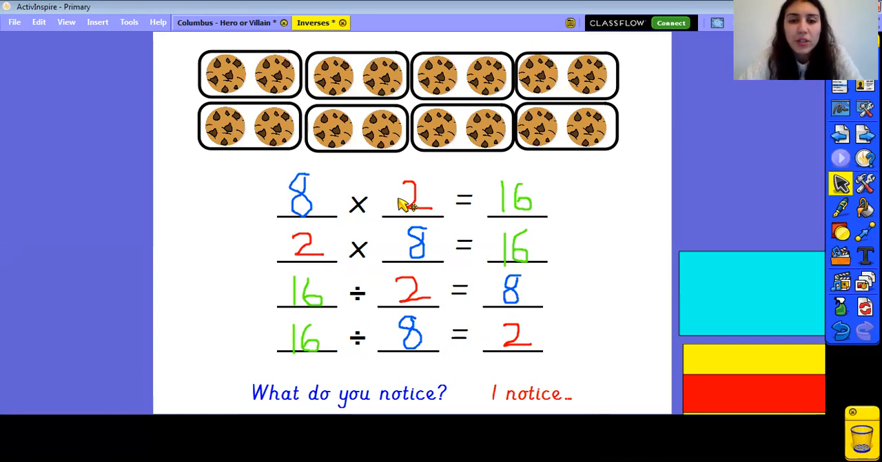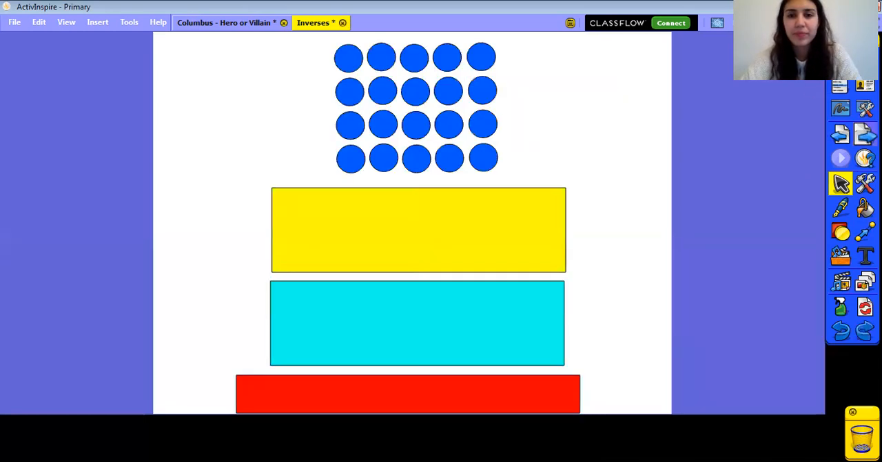So that's why. And you can see here the relationship between multiplication and division by the fact that they all use the same numbers in a different order. So that's what we're going to do today. We're going to have a look at some representations, and we're going to have a look at how they show us both multiplication and division as well.